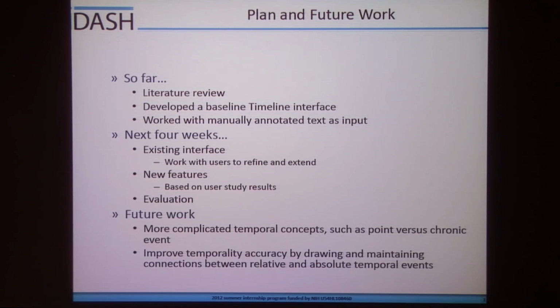So far, we have reviewed the literature and built a baseline system. In the remaining 4 weeks of my project, I'm working with our users to refine the existing features and develop some new features based on our user study results. We also plan to run some system evaluation with a few users. And beyond this summer, with the baseline implementation, we can start exploring more complicated questions. For example, what would be the best way to present an event that happened at a point in time versus chronic events? And how can we provide an interface for users to enter relative temporal events with absolute temporal events, which will further improve the temporal granularity? These are all intriguing and interesting questions.